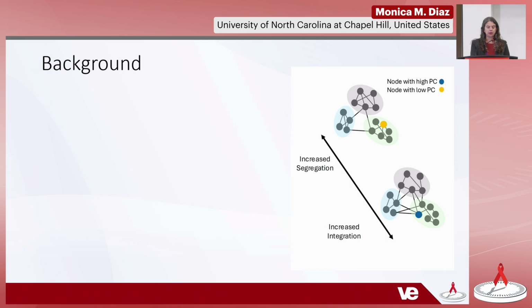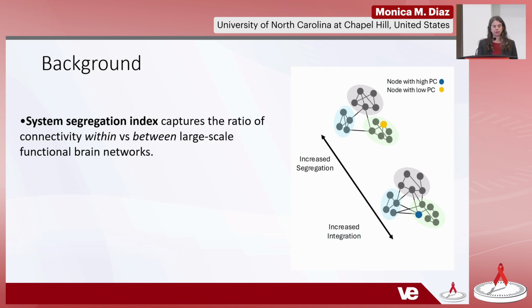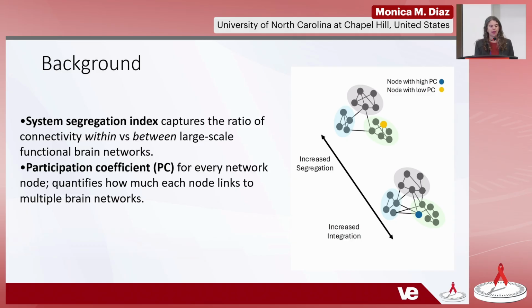When we do brain functional MRI, there are several important variables. Integration is how brain networks talk to each other, and segregation is how well the brain networks function within themselves. The system segregation index captures the ratio of connectivity within versus between brain networks. And the participation coefficient quantifies, for every network node, how much each node is able to speak with other brain networks.